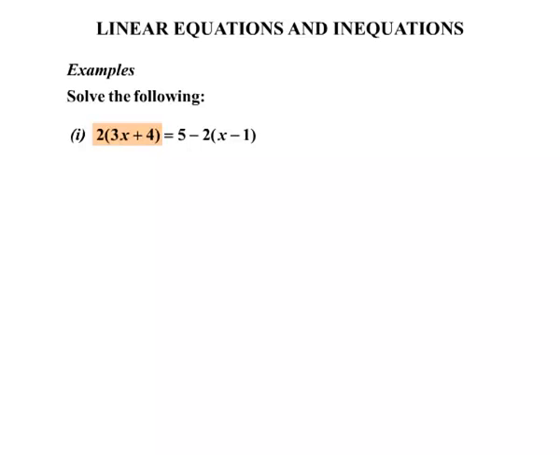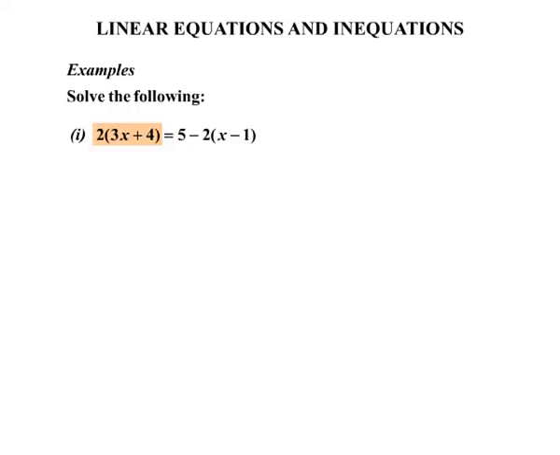In this lesson we look at some work on linear equations and inequations. Examples. We're asked to solve the following. The first one: 2 times (3x + 4) equals 5 minus 2 times (x - 1). Okay, the first thing we'll do is expand any brackets we've got.